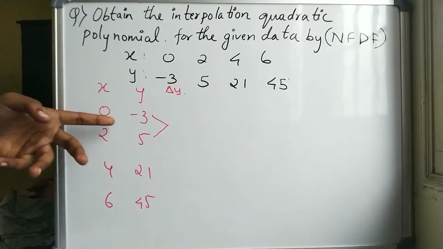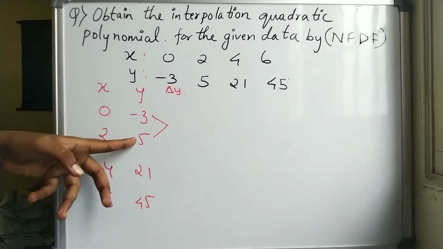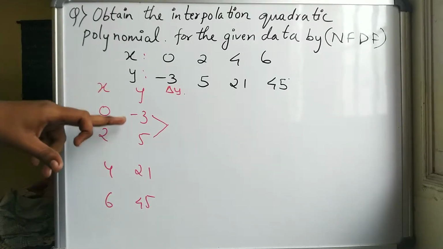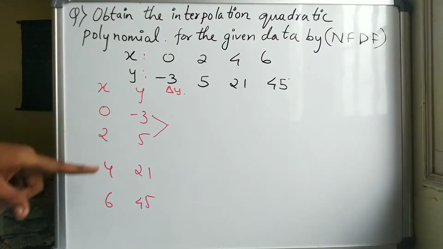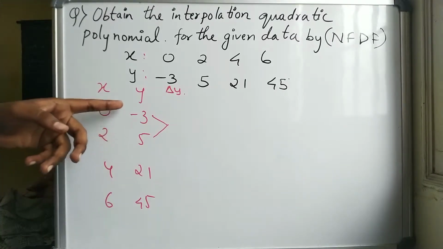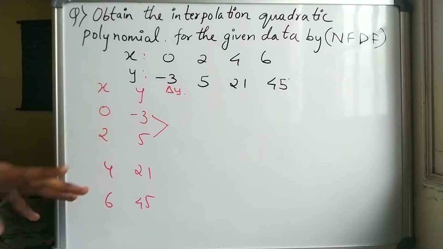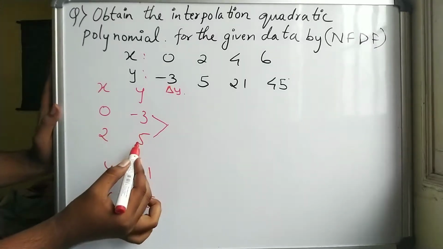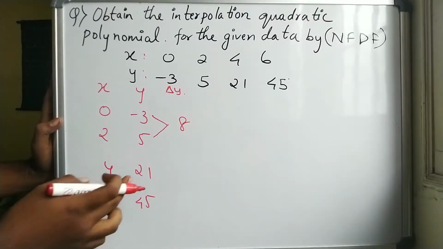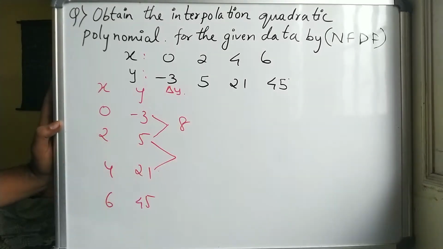And remember one thing, it is not that you have to subtract the smaller number from the bigger number. It is basically the lower one minus the upper one: second minus first, third minus second, like that. So 5 minus of -3 is basically 8. 21 minus 5 is 16. 45 minus 21 is 24.